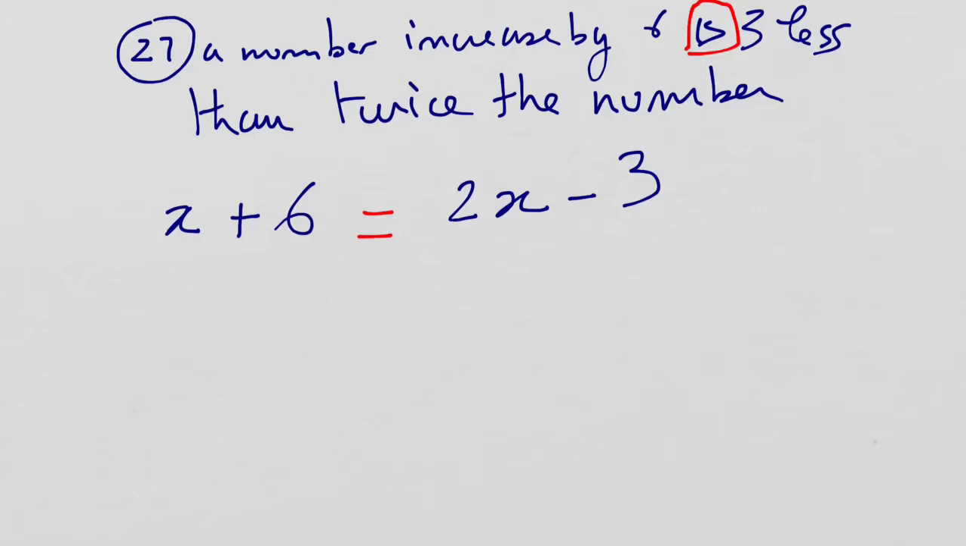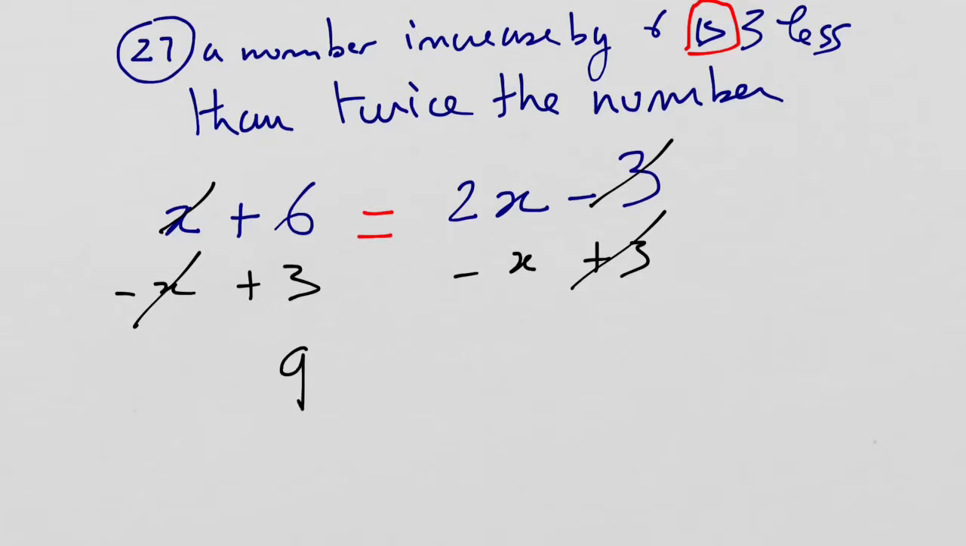Obviously it's not asking in this problem, but you can expect to have to solve this equation. Let's try to solve it just to add a question to problem number 27. I'm going to subtract x on both sides, and add 3 on both sides. By doing so, the 3 disappears, the x disappears, and what I have is basically 9 equals x.